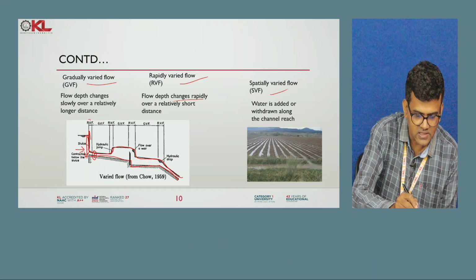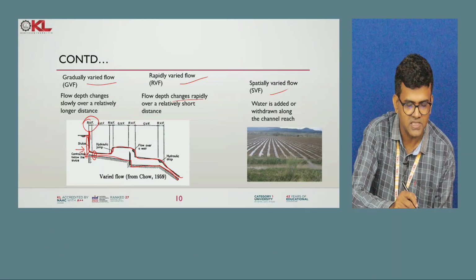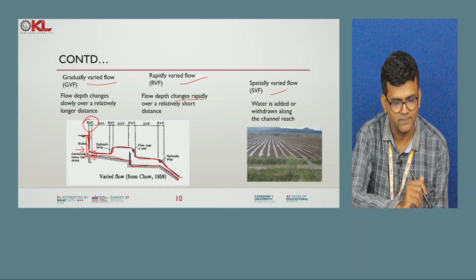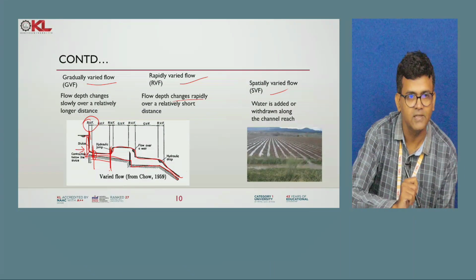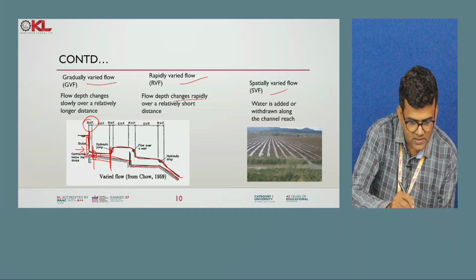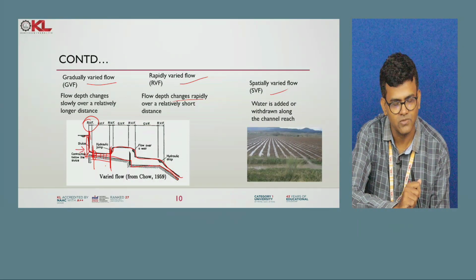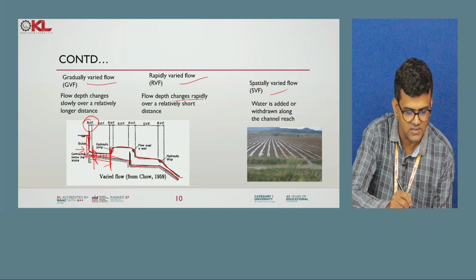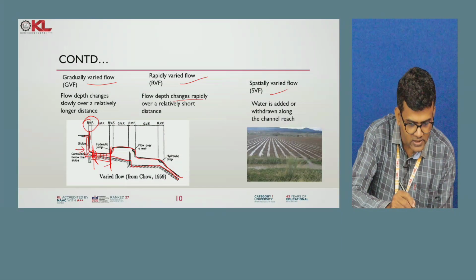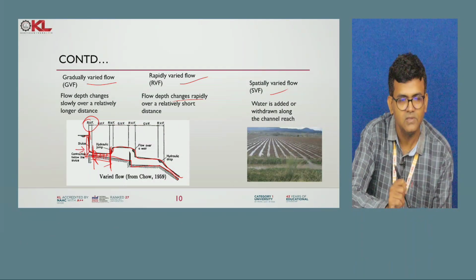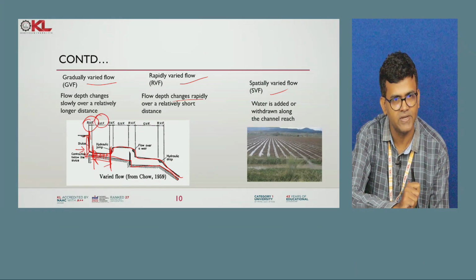So here this region will come under the RVF, rapidly varied flow, as the depth of flow is changing rapidly from larger to a smaller one. After this section, up to here, the flow depth is slowly increasing. There is an increase in the flow depth in a slower manner over this longer distance. That's why the word "relatively" is used. So here the change in the depth of flow slowly occurs over a longer distance. So this region comes under the GVF, gradually varied flow.